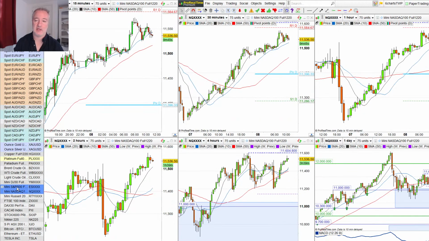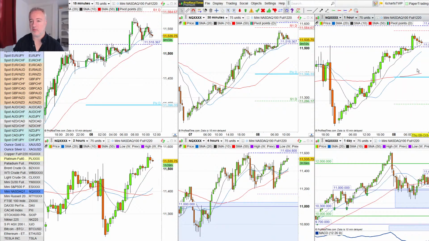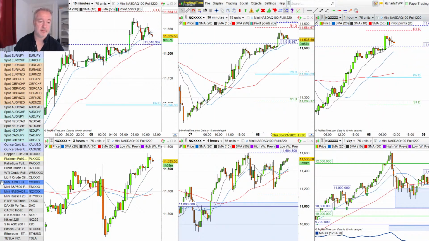S&P, NASDAQ. Here I'm looking on the NASDAQ. I'd rather have a retracement down into 11.5. It just looks a bit odd. But the 1 hour might actually produce something, but I prefer that as a level. That would be where I would have a look for a pullback. Could happen. So that's the NASDAQ.